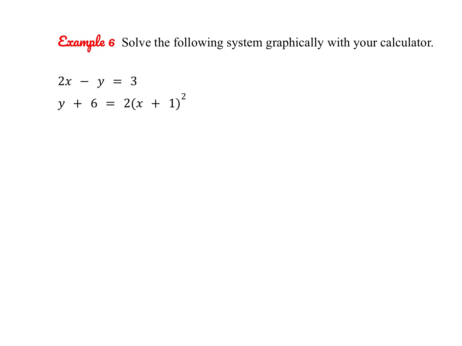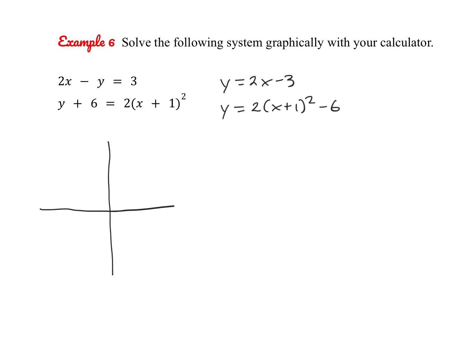So for this one, you're going to be plugging in y equals 2x - 3. That's if you solve for y for this first equation. And for the second one, you can do y equals 2 times (x + 1)² - 6. So take a moment and plug those two equations into your graphing calculator. And then you should get, of course, this is a super rough sketch, a parabola that looks something like this, and then a linear equation, which I'll draw in blue, that looks something like this.